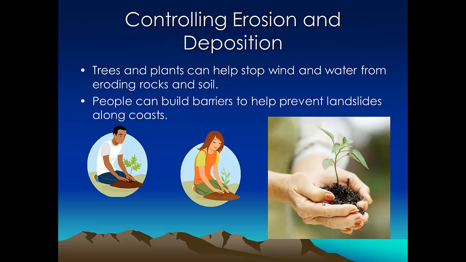Knowing that erosion and deposition aren't always a good thing, what are some ways that we can control or prevent erosion and deposition from happening? One way is to plant trees and other plants that will help stop wind and water from eroding rocks and soil. So planting things is good to help stop erosion from occurring. People can also build structures and barriers to help prevent landslides along coastlines. These barriers will help stop erosion from affecting those areas. So there are some things that we can do to prevent erosion from happening.